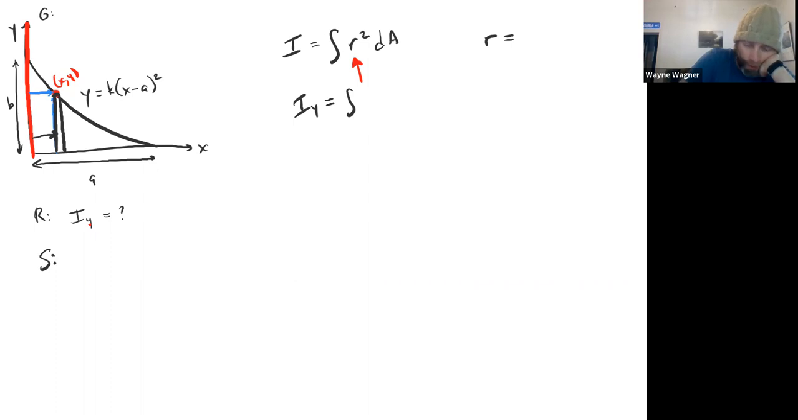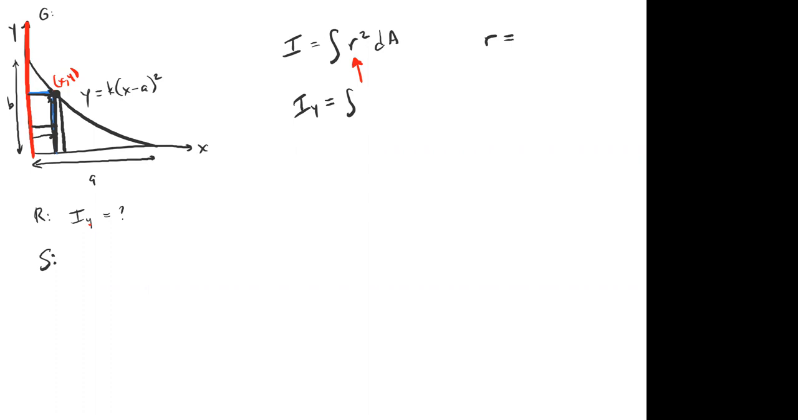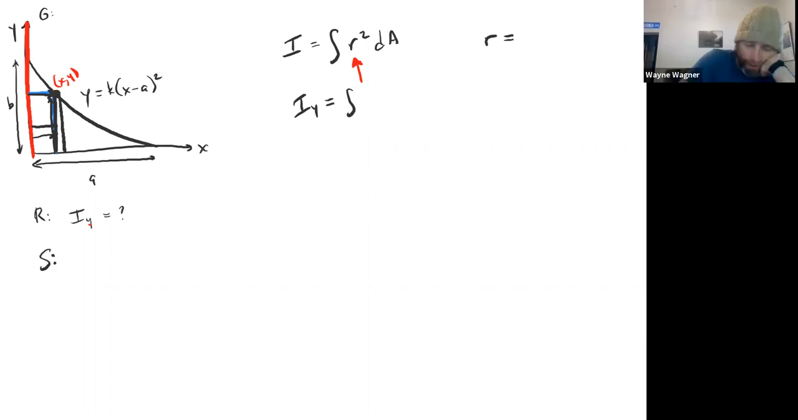Okay, so this point right here is x comma y. X means we're x from here, and y means we're y from here. So how far is it from here to here? It would be x. So this distance here is x. So r equals x.